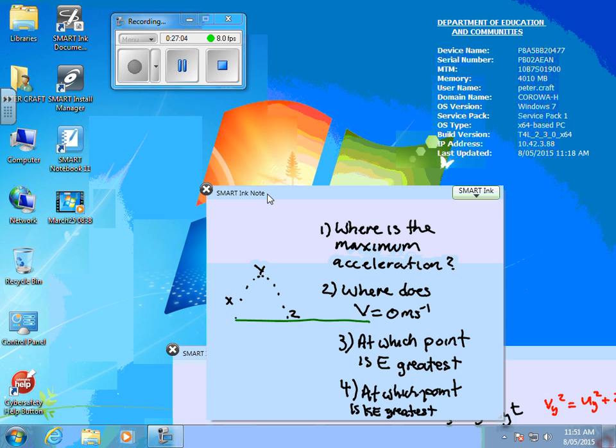Z? No, because Z's above the ground, it's under negative acceleration. What are the options? Out of X, Y, and Z, where does it have 0? The answer is there is no point at which it has 0 velocity. Oh, none of them. That's right.